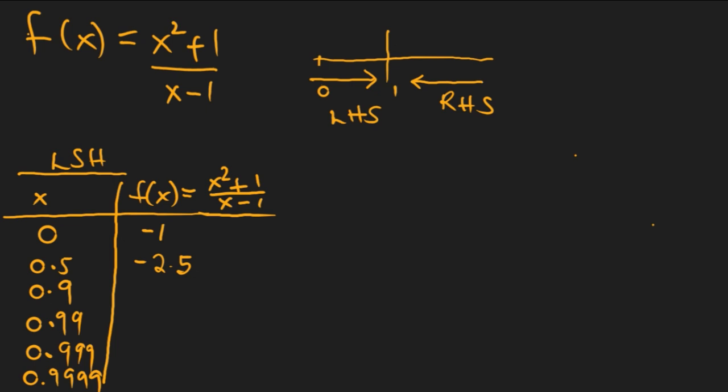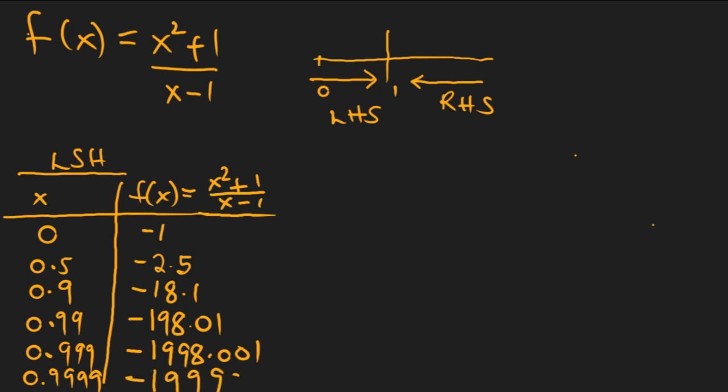How about 0.9? When we substitute this, we should get minus 18.1. And then 0.99 will give us negative 198.01. 0.999, when we substitute in this value, should give us minus 1998.001. And then 0.9999 into this function should also give us minus 19998.0001.